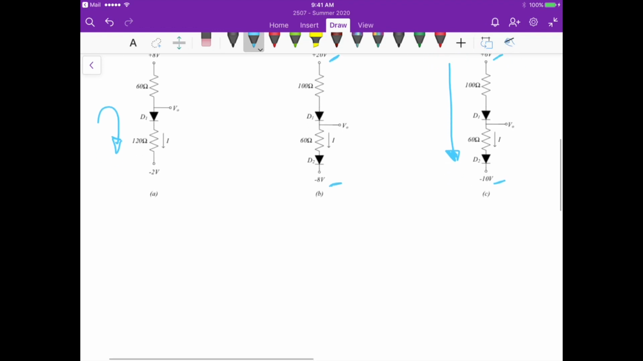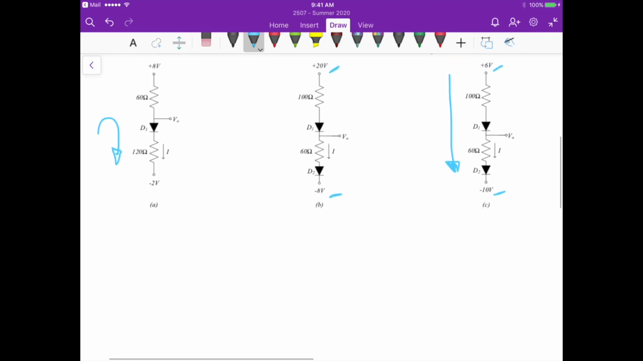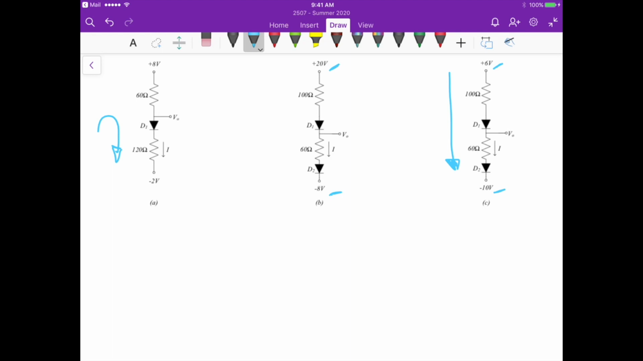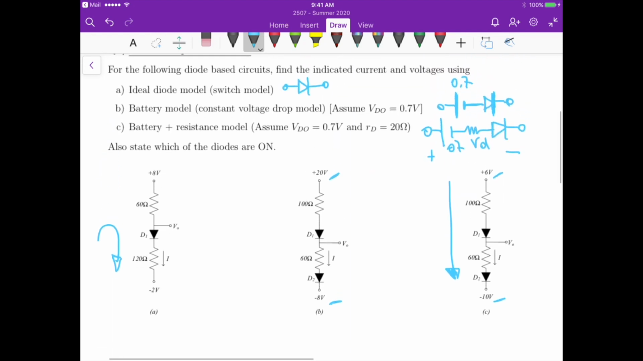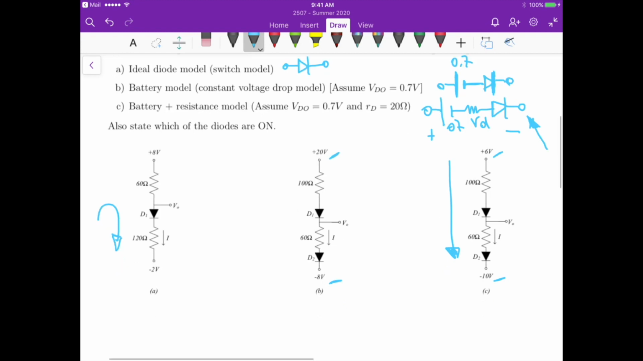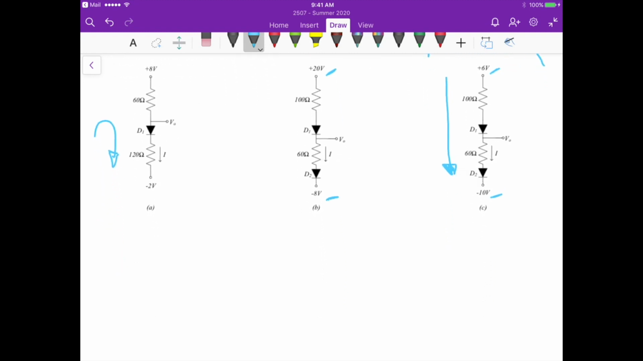For the first model, the ideal one, you see that the ideal model and the battery model are just simplified versions of the battery plus resistance model. So let's solve this more complicated one here, and then for the simpler ones you can just do it by yourself. If you have any questions, then you can contact me during my office hours, okay? But you see that they're just simplified versions of that. So let's redraw the circuit.